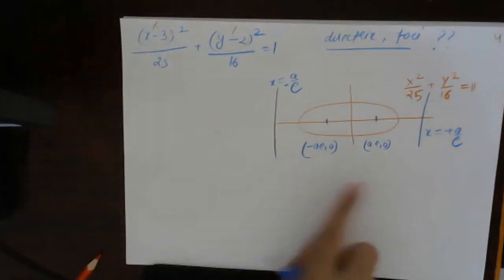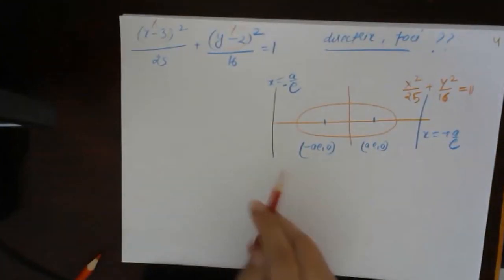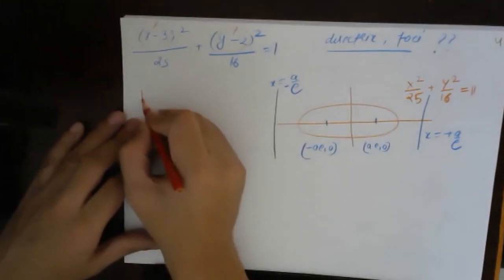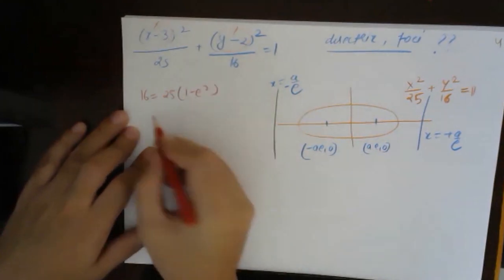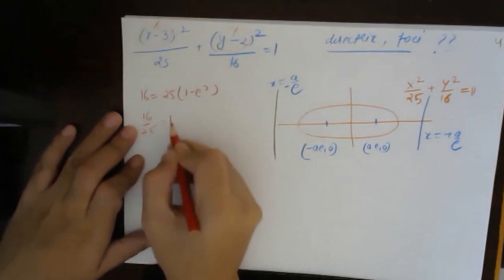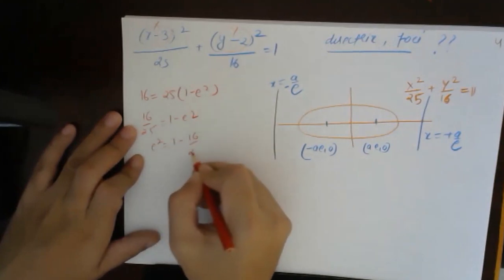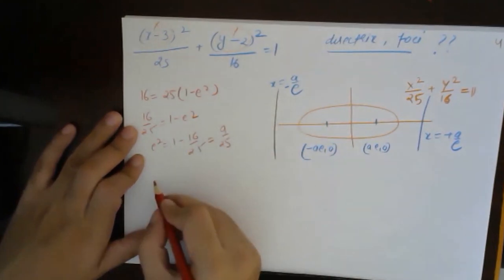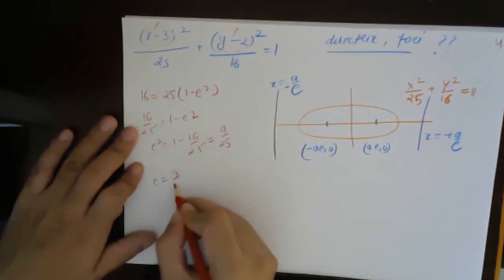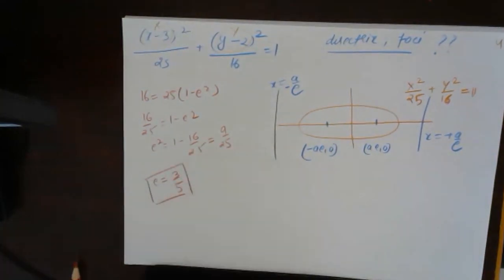So to find all, the a value is 5, we already know. We just have to find the value of e. 16 equals 25 into 1 minus e square. So 16 by 25 equals 1 minus e square. So e square equals 1 minus 16 by 25, which is 9 by 25. So e equals 3 by 5.